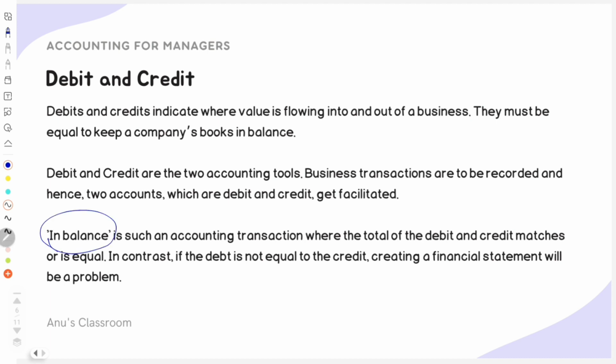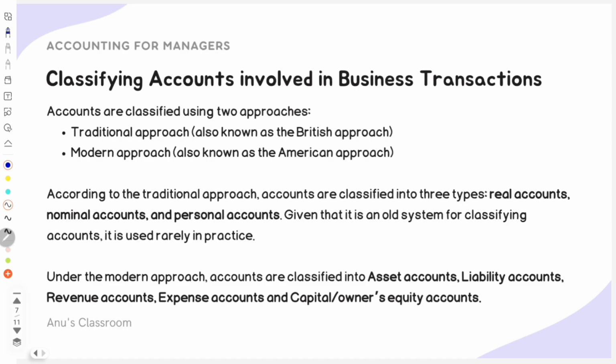But if it is not equal, then it is a problem. If the debit and credit do not match, the financial statement is not in balance. We need to find out why it is not balancing and we need to adjust. If you remember, preparing the worksheet and adjusting the journal entries is when we find that it is not matching. What I am referring to here is the steps in the accounting cycle.